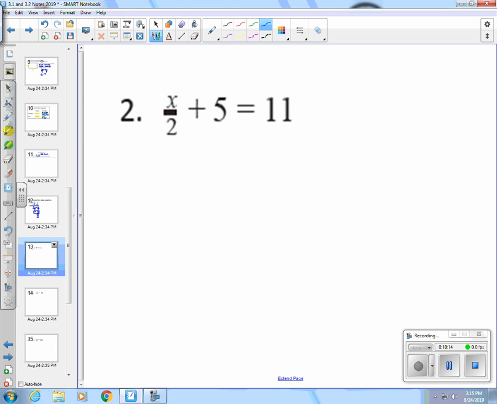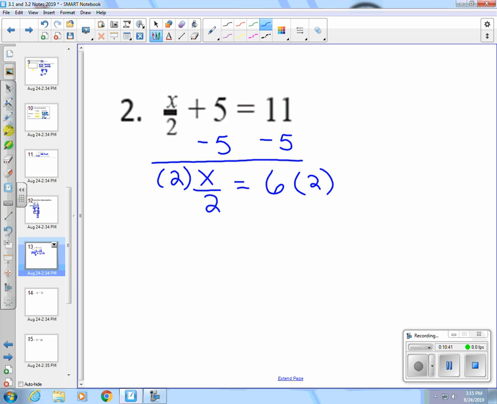Let's look at number 2. x divided by 2 plus 5 equals 11. If I knew what x was, I would divide by 2, and then I would add 5. So that means that I'm going to subtract the 5 first and be left with x divided by 2 equals 6. As we undo the division, that means we're going to multiply, and x is going to be equal to a positive 12.